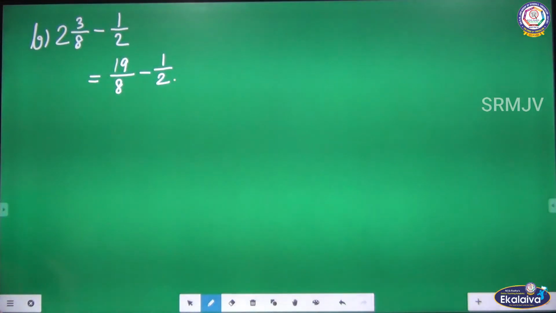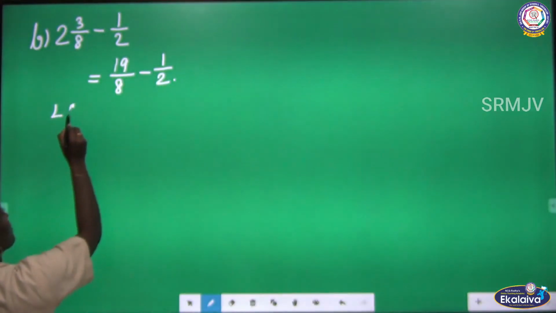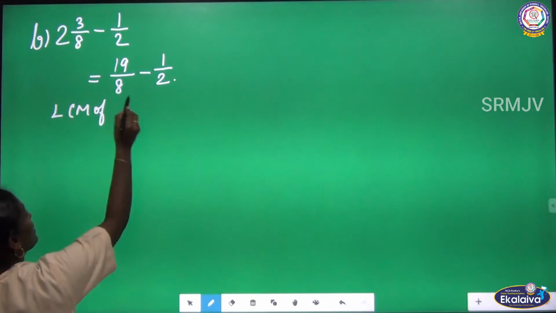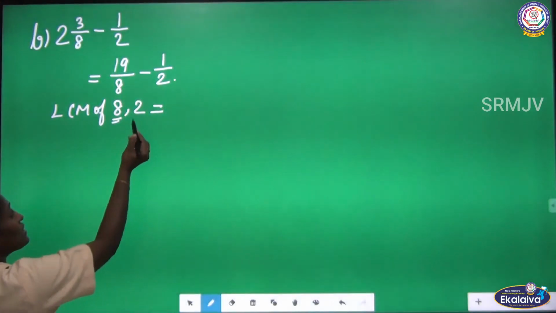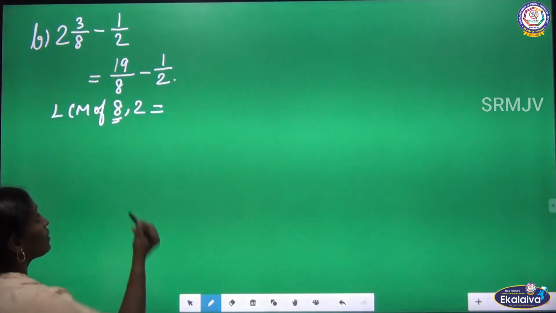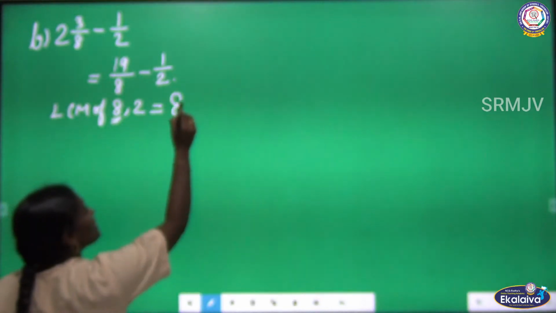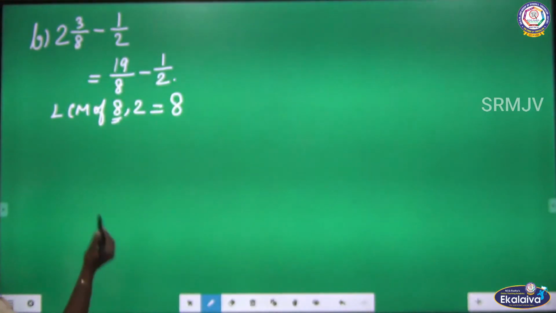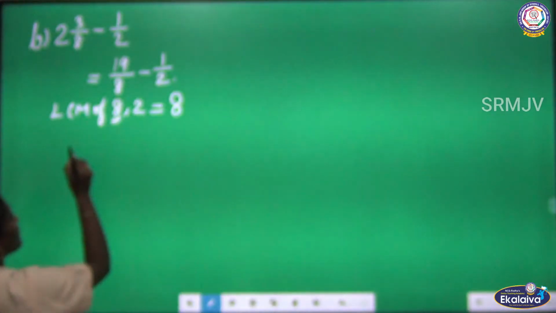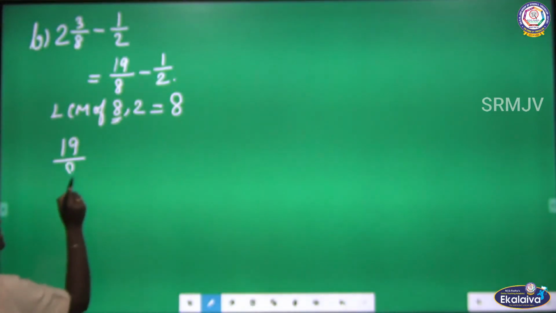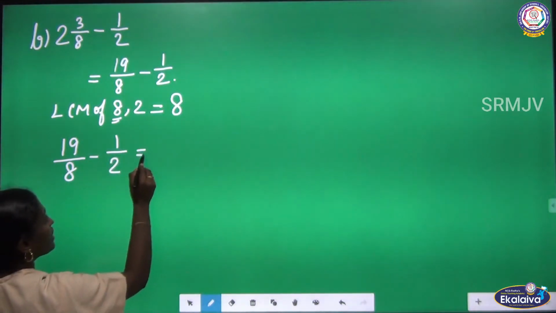Now, these two fractions are unlike fractions. We are going to convert them into like fractions by finding the LCM of the denominator numbers 8 and 2. Here 8 is a multiple of 2. If the greater number is a multiple of the smaller number, we can take this greater number as the LCM. So, the LCM of 8 and 2 is 8. Already in the first fraction, the denominator is 8. So, no need to change the first fraction. We are going to change the second fraction alone.